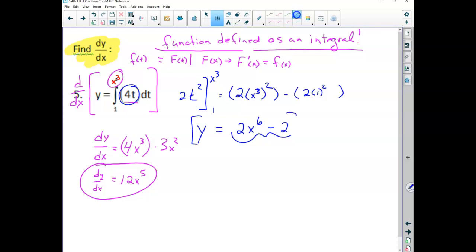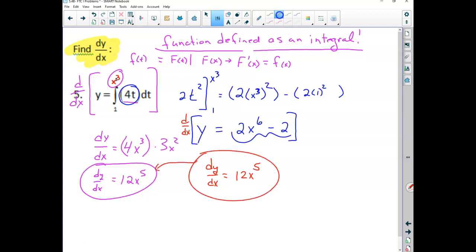If I come back and I take the derivative of that, the derivative of y is dy/dx. That equals, what's the derivative of 2x to the 6th? Well, I take the 6 times the 2 and get 12x, and drop my power by 1 to the 5th, minus the derivative of 2, which is 0. And what do you see? I see that the fuchsia line is way easier and faster than having to go through all of that, don't you? Okay, so that's where we're at.